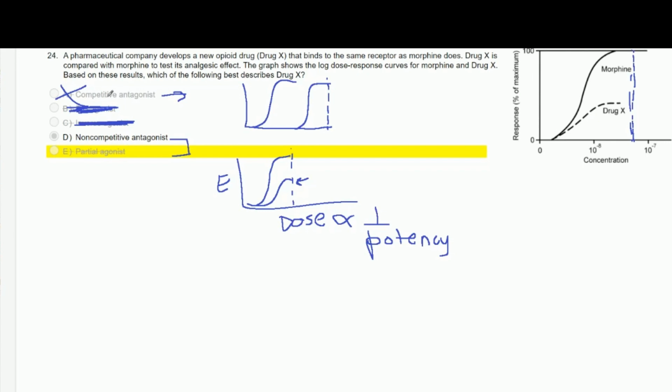So looking at competitive antagonists, the only thing that's changed is not the y-axis, but the x-axis. So the dose is increased, and that means that this drug, this competitive antagonist, has a lower potency.